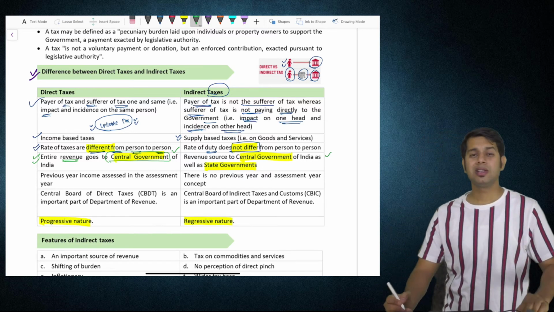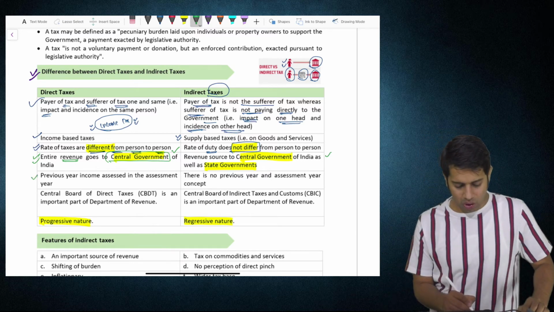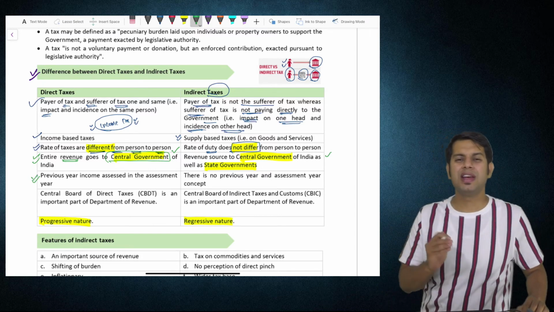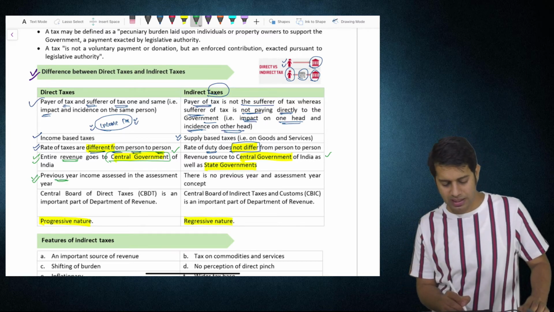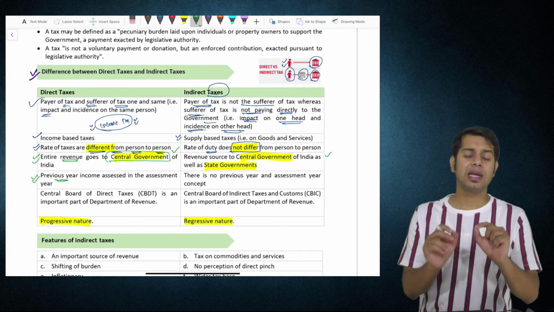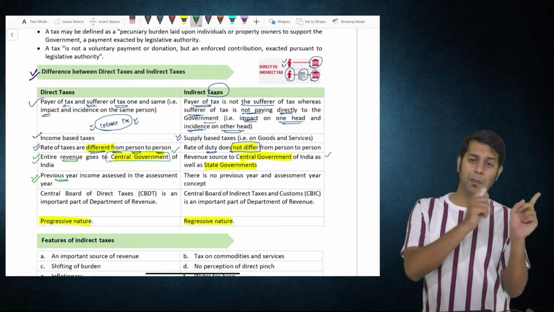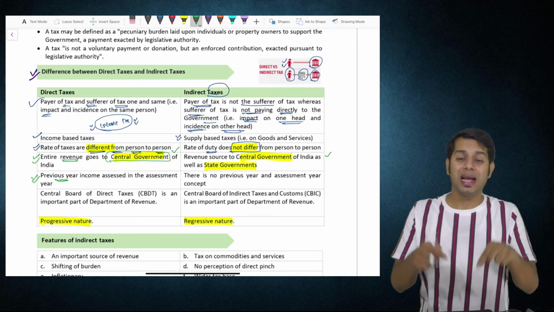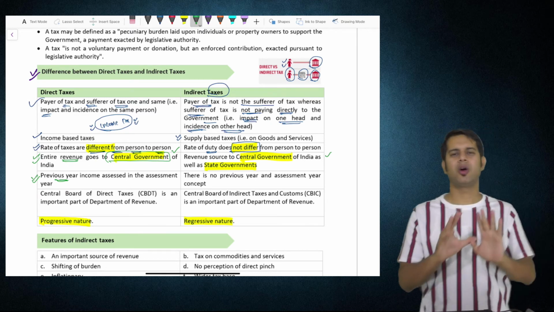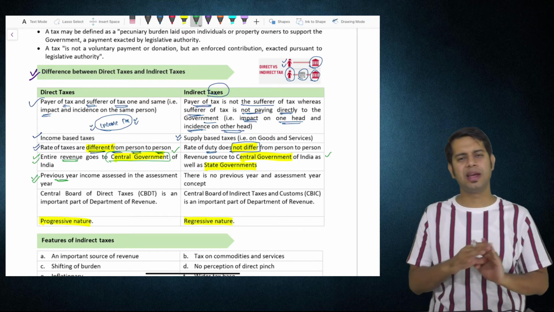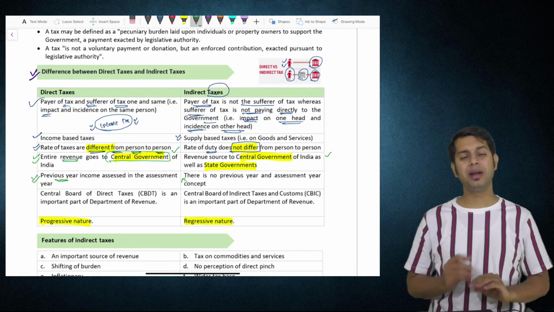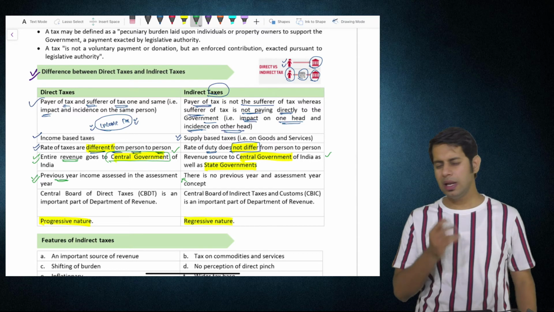Then in case of income tax, there is one concept of previous year and assessment year. What income tax tells you is, whatever income is earned by you in the previous year, pay the tax in the assessment year. There is a concept of previous year and assessment year under income tax, but there is no such concept in GST.